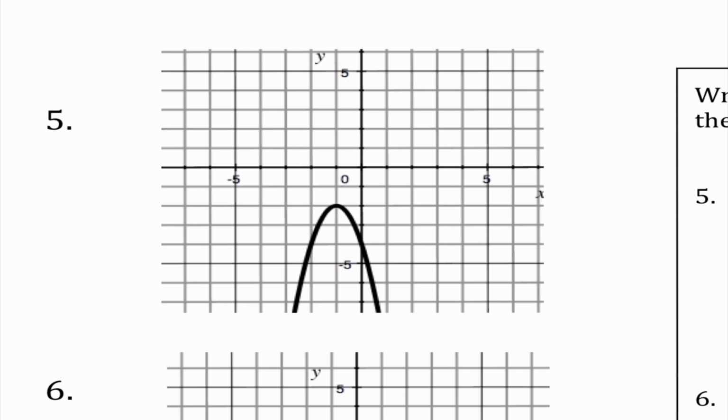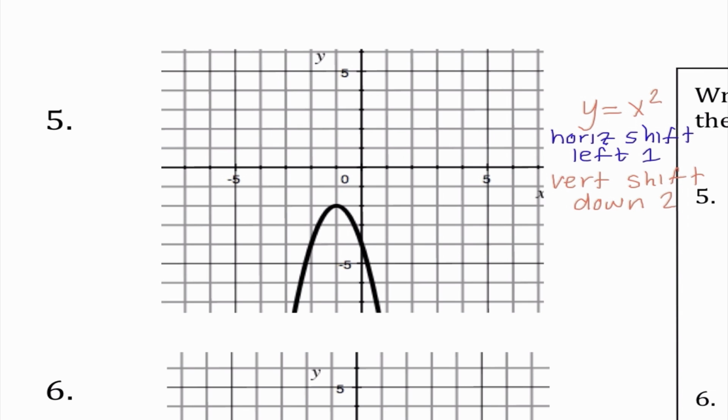Looking at number 5, right away I noticed that it looks like it is a parabola, so it's going to be y equals x squared. I also notice that the vertex is not at 0, 0. It looks like it has moved to the left 1 and down 2.